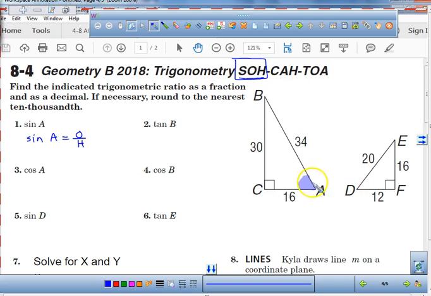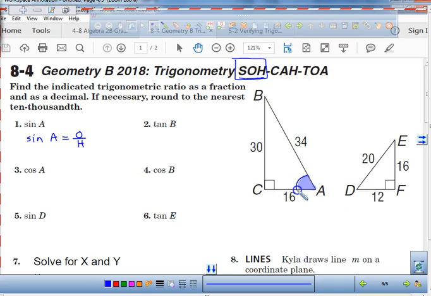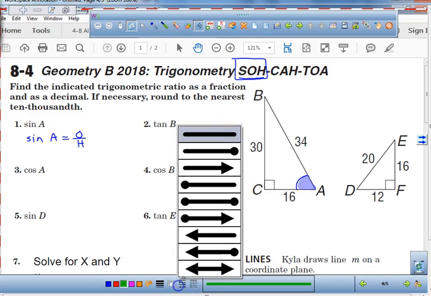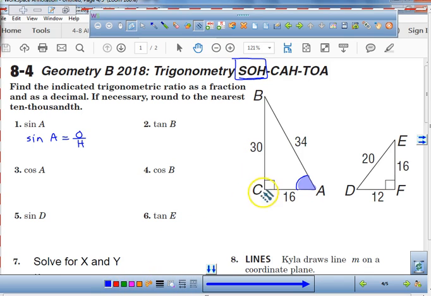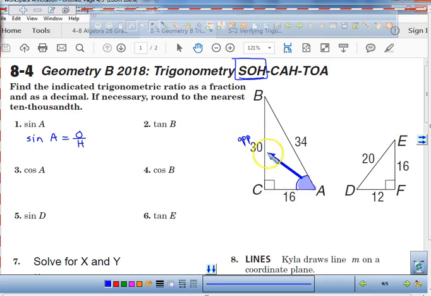Now, how do I know what my opposite side is? Here's how you do it. From this angle, you draw an arrow going where? Going to the opposite. Draw an arrow going over here. And what are you going to call this side? You're going to call this side your opposite side. Now that's opposite of angle A. So what's my opposite side equal to? You're going to write 30.